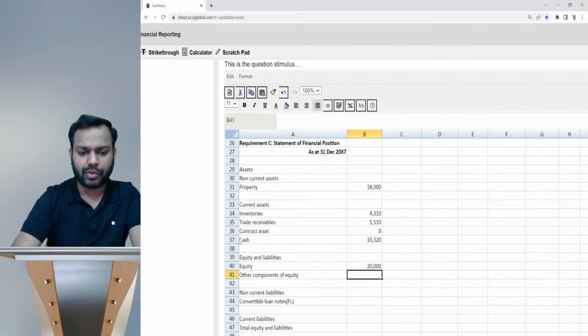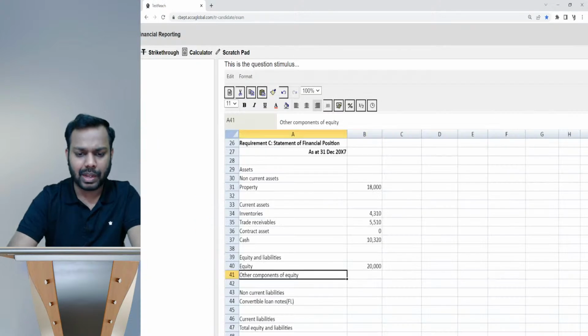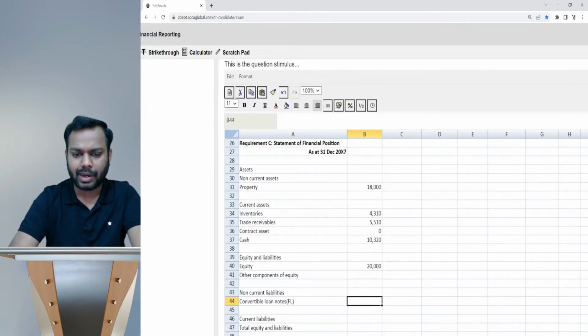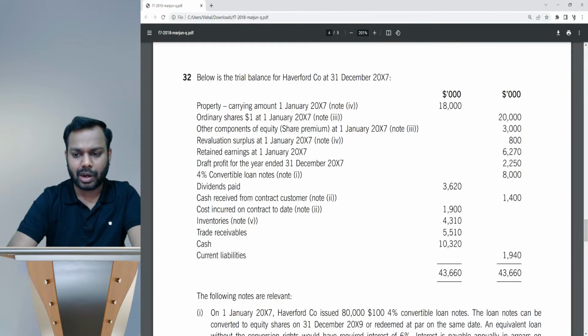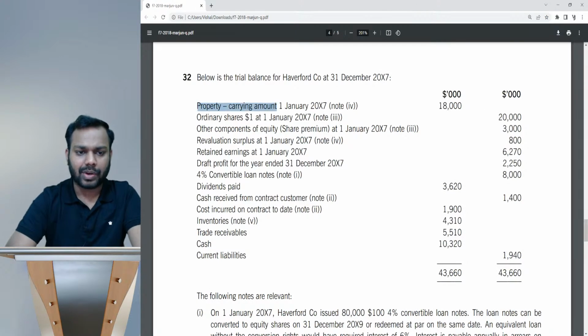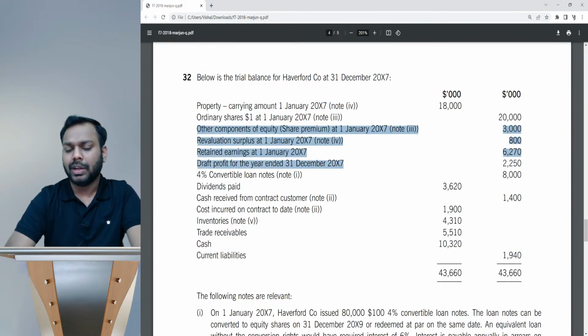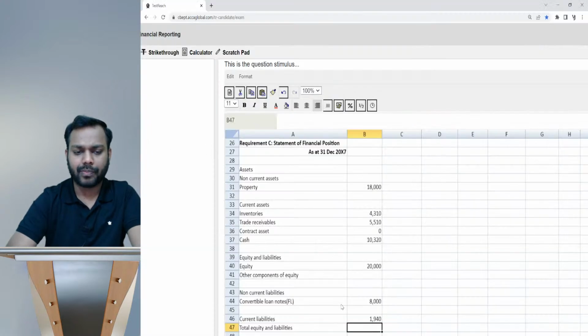Here other components of equity is given, see how much? We can ignore other components of equity because we have already calculated it, right? Convertible loan notes is given 8,000 here. Current liabilities is given 1940 here. Just check if anything is missing. Property we have considered, share capital we have considered. Other components of equity we have not considered because we have already prepared the statement of changes in equity, so we'll take it directly from there. Loan notes we have already taken 8,000 here, right?